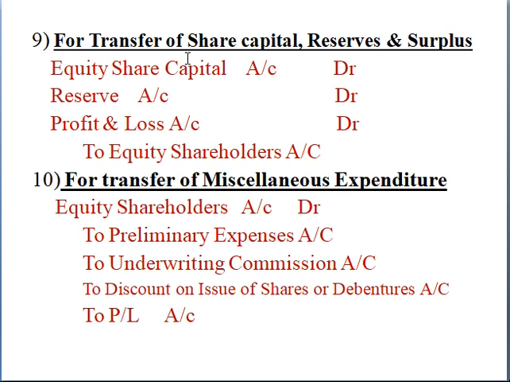So the first one is for transfer of share capital, reserves and surplus. All these amounts are to be distributed to the equity shareholders. So reserves and surplus means general reserve, reserve fund, dividend equalization fund, profit and loss account. All these come under the category of reserves and surplus. So all these show your credit balance. Here we are closing the accounts. That's why we enter them in your debit. Equity share capital account debit, reserves account debit, profit and loss account debit to equity shareholders account.